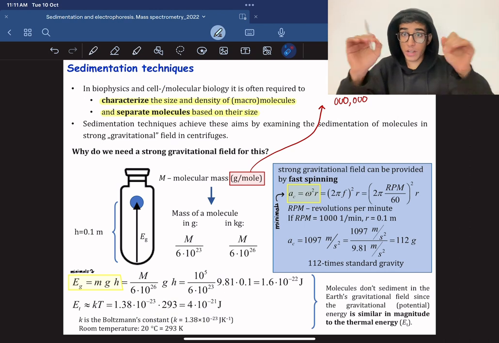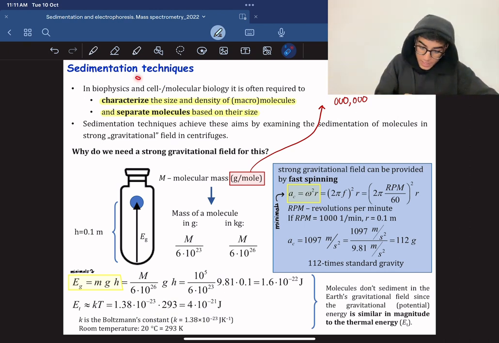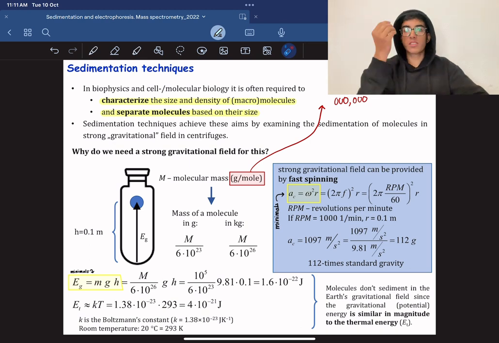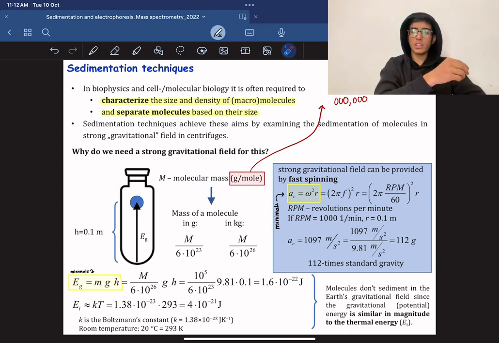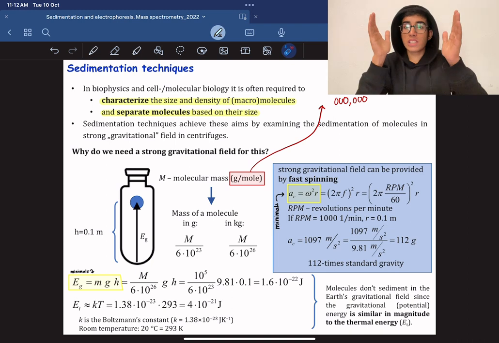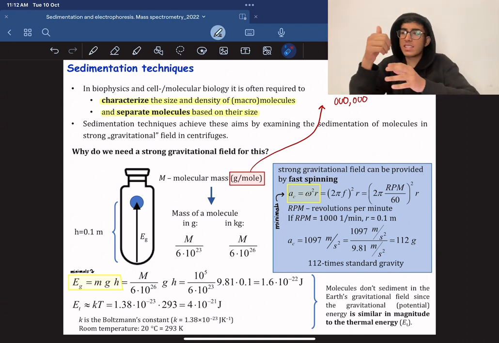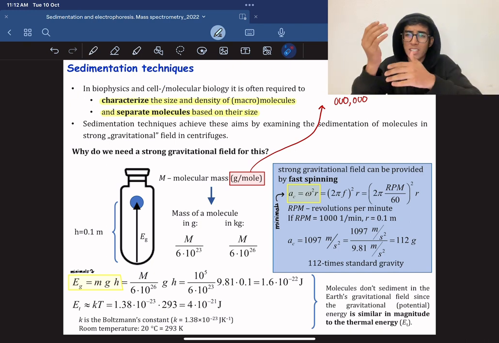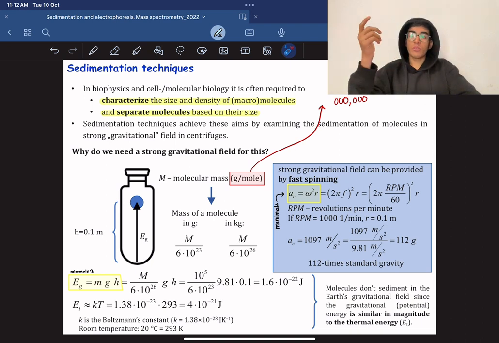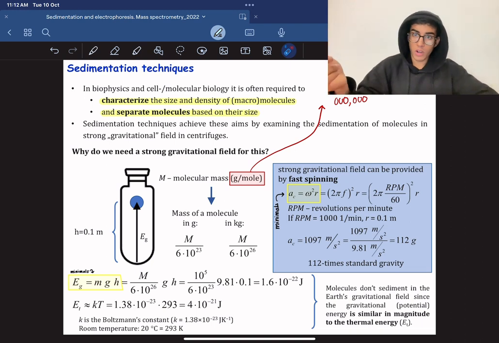Why do you need sedimentation in the first place? In biophysics and cell molecular biology, we need to categorize molecules. We're talking about small macromolecules, not the smallest units of life, that's atoms, that's really different. We're talking about molecules, DNA, proteins, antibodies, all of these are molecules. And we're talking at such a small scale, to understand the density, the mass, the size, the shape, all of these characteristics of these molecules, it's very hard to do because they're so small, right?